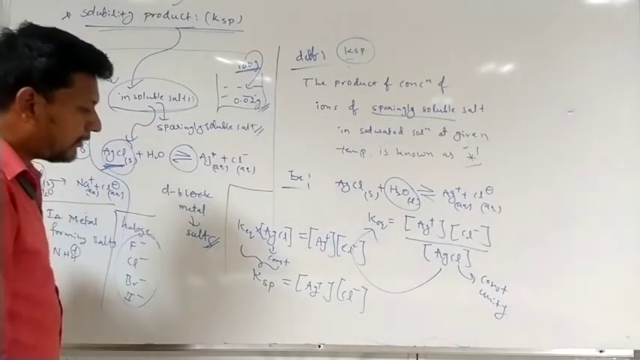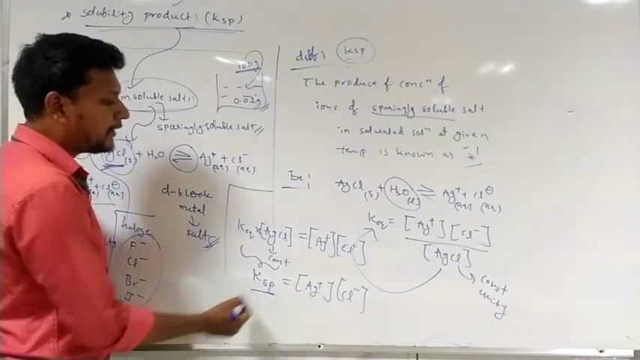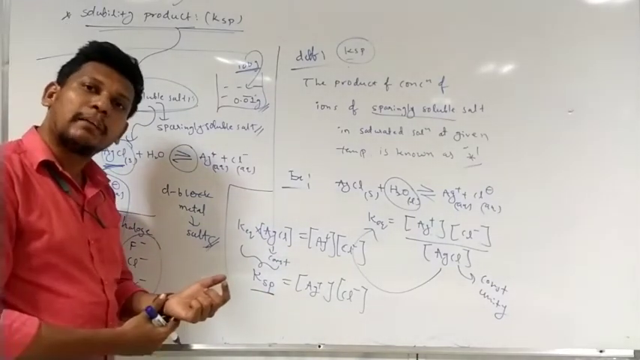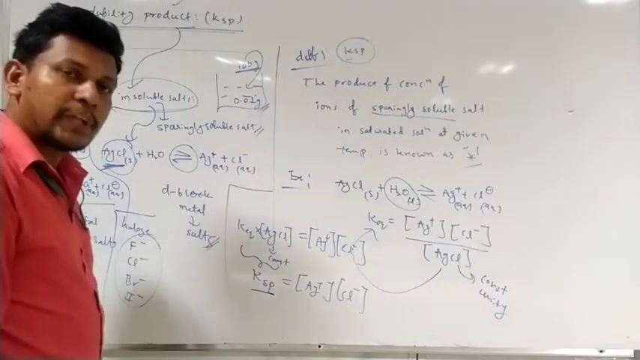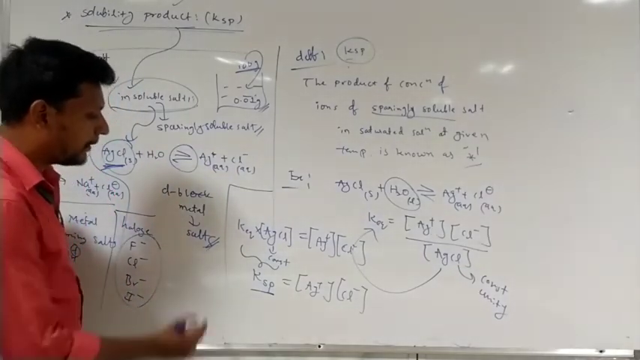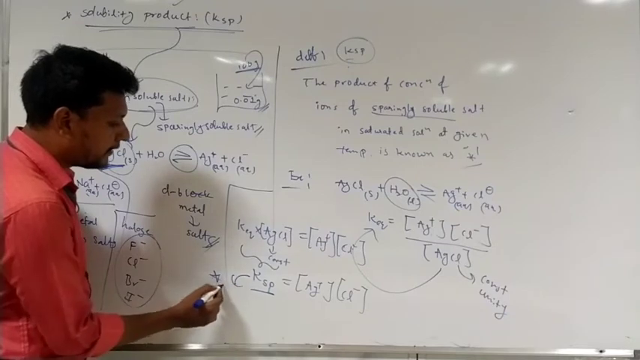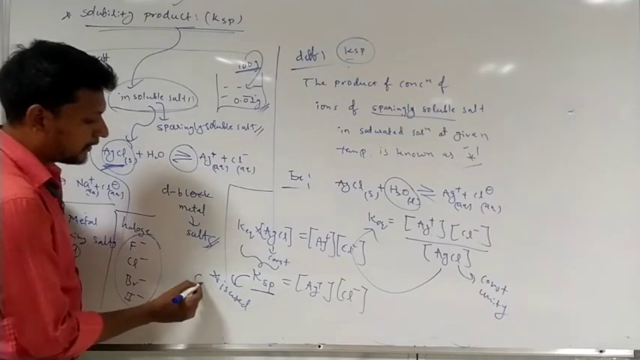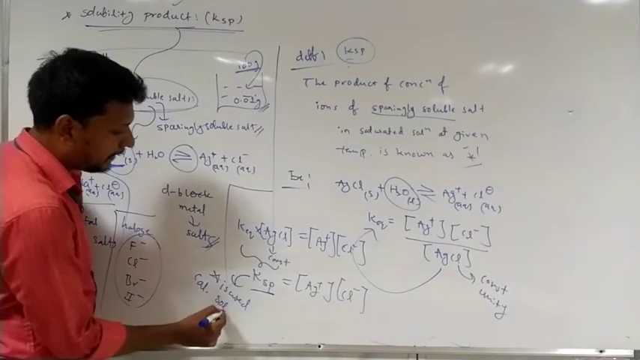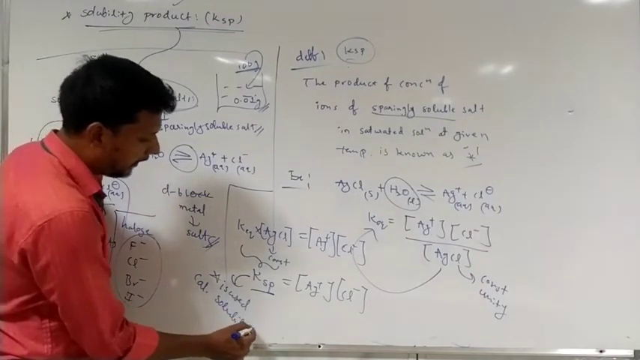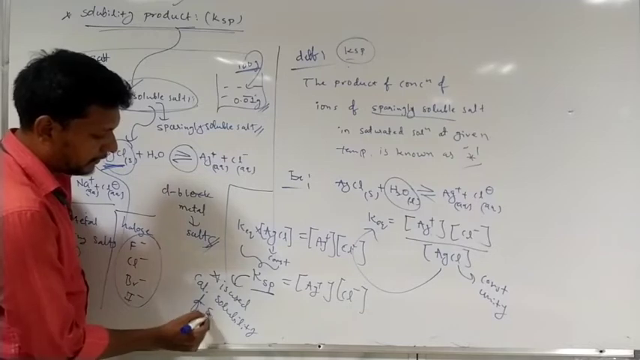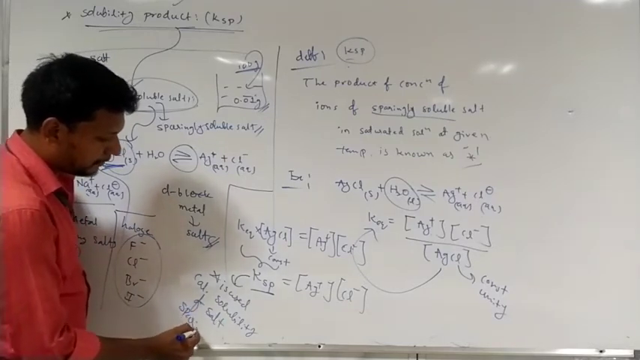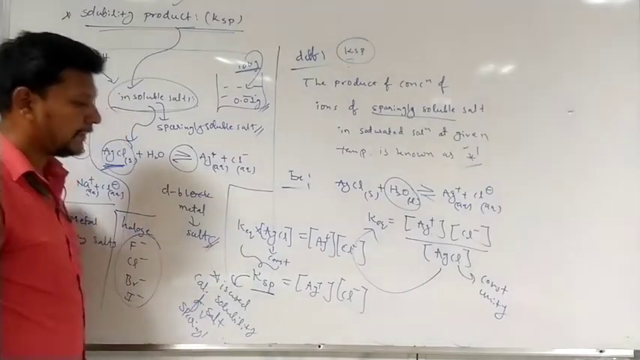Actually, the solubility product is used to calculate the solubility of the salt. That is the most important thing. Ksp is used to calculate the solubility of a salt. Which salt? A sparingly soluble salt.